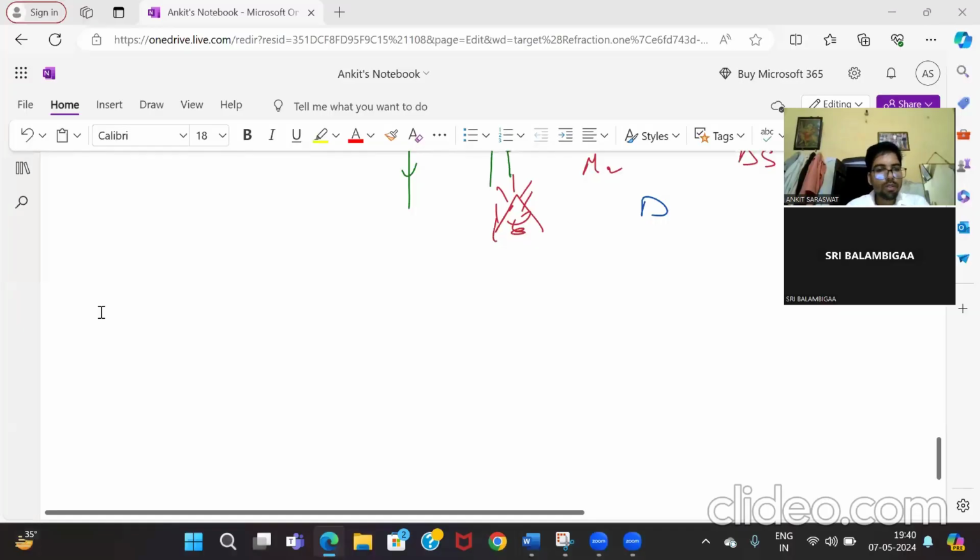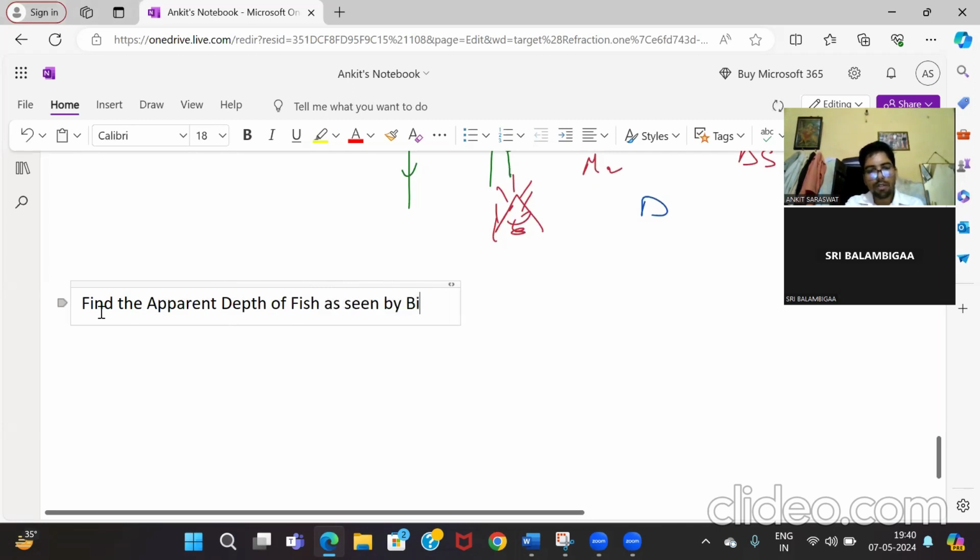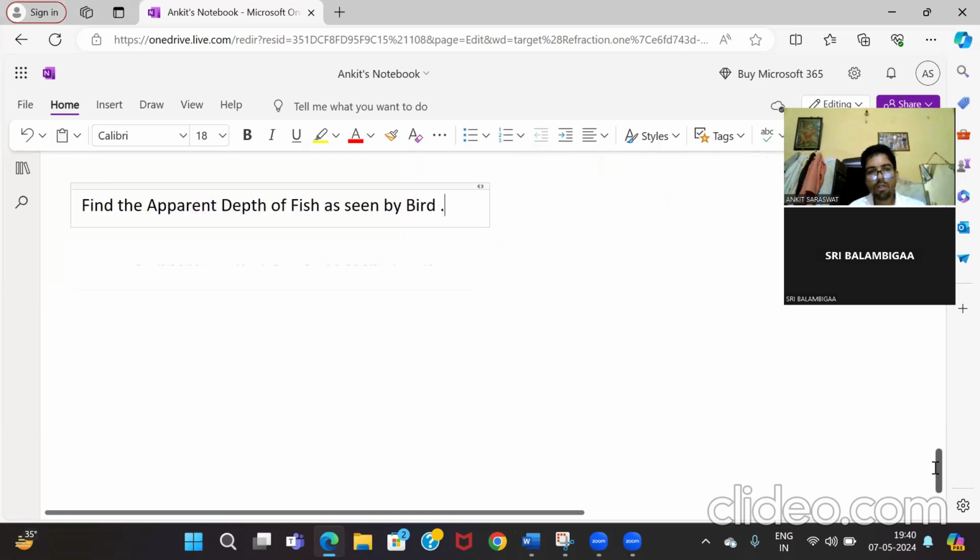Okay, wait. Write down the question. Find the apparent depth of fish as seen by bird. So I will draw the diagram. Just see this carefully. I will solve. Don't worry, but you must be very, very careful. Clear?